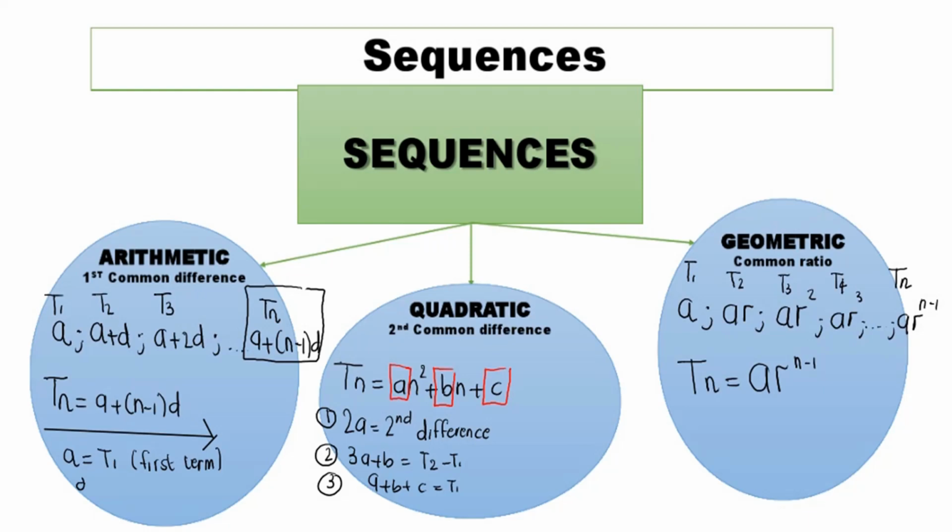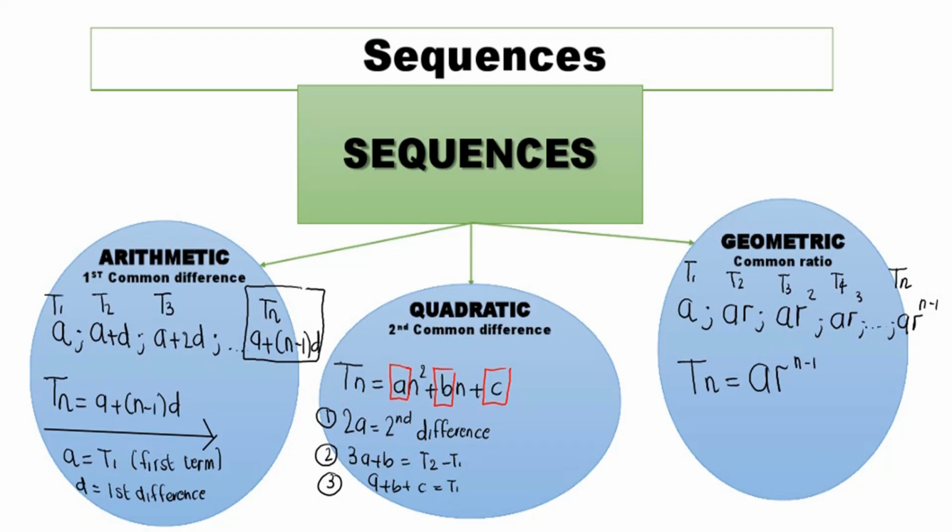And your D is your first difference, okay? With your quadratic sequence, guys, I've already explained that you get your A by saying 2A is equal to your second difference. So we are able to get the value of A by saying 2A is equal to your second difference.